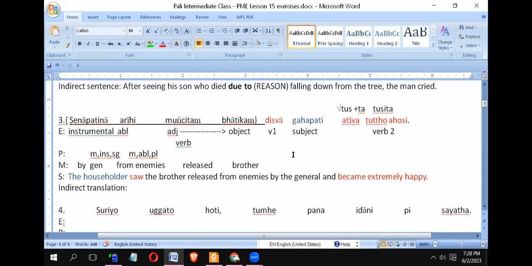I think the rest you can fill in yourself, like Mucinta. So the Batika will be masculine accusative singular, because it modifies the Batika, accusative singular. This one is a gerund. Gapati is the masculine nominative singular. So here will be TP, nominative singular. Ahosi is a past tense, third person singular.